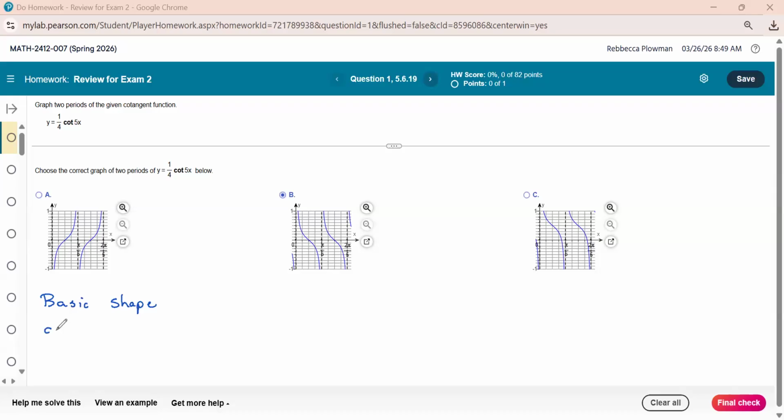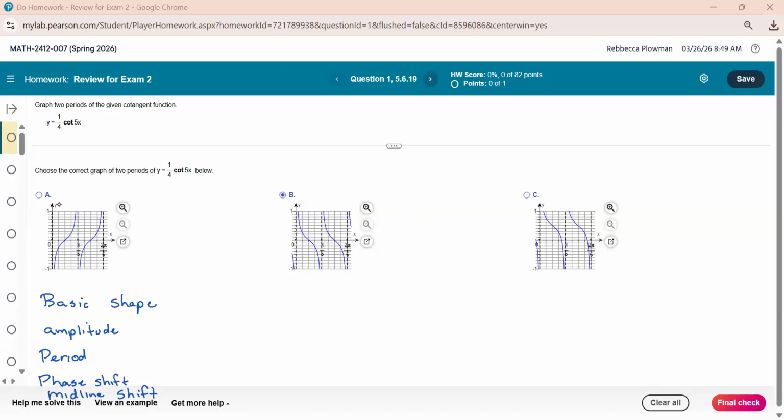And then look for things like what would have been your amplitude. We'll go back over what that was again. A period would definitely be something that would help. Look for any kind of shifts. So we might have a phase shift, or you might have a midline shift, that vertical shift where it shifts up or down.